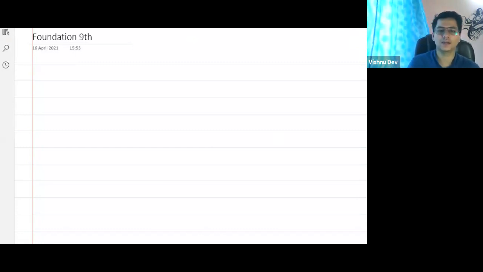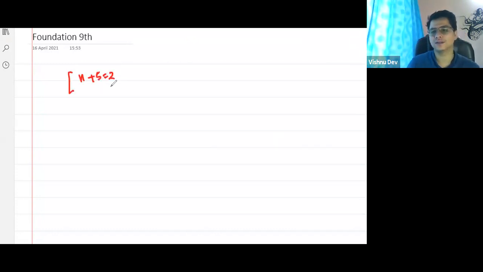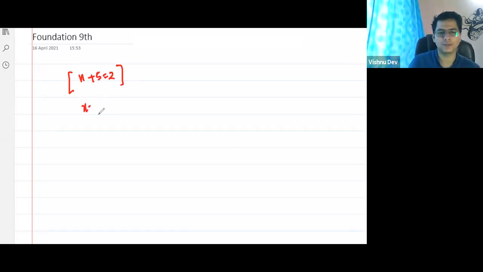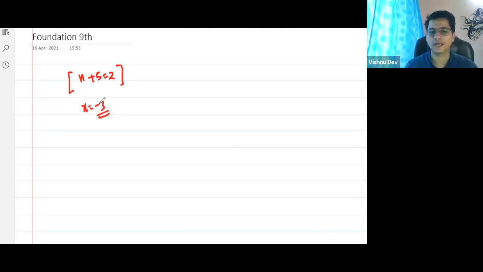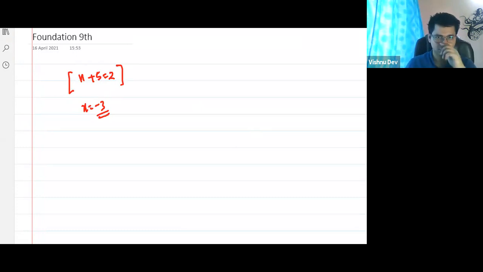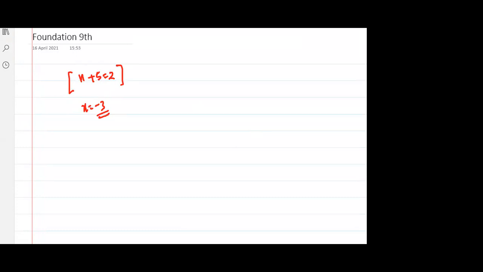For example, if I ask what is the value of x in x plus 5 is equal to 2, this is very easy, right? x is equal to 2 minus 5, so x will be equal to minus 3. This is a very basic level 1 problem that we have studied till class 6th, 7th, and in 8th also, right? Right, everyone? Yes, sir.